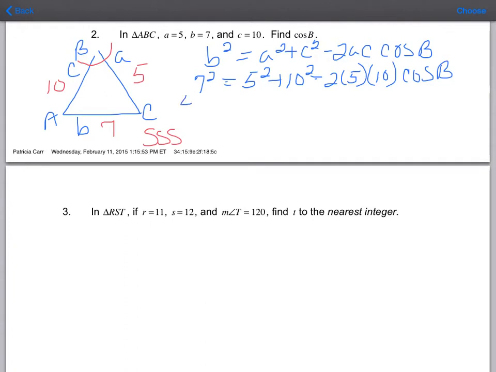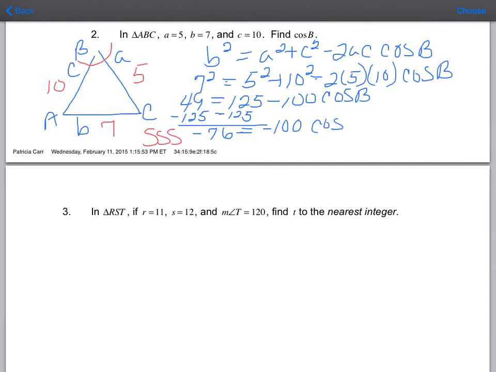So we have 49 equals. Now I can put together 5 squared plus 10 squared, but I cannot put it together with 2 times 5 times 10 because 2 times 5 times 10 goes with cosine of B. So 5 squared plus 10 squared is 125, minus 2 times 5 times 10 is 100 cosine of B. We're solving for cosine of B, so we want to get it by itself. We subtract 125 on both sides and end up with negative 76 equals negative 100 cosine of B. We divide each side by negative 100 because we're solving for cosine of B, and we end up with 0.76 equals cosine of B.